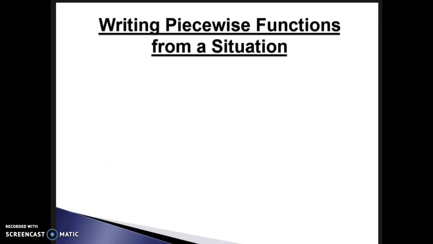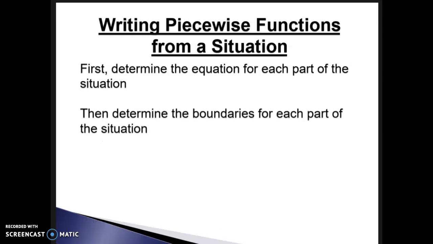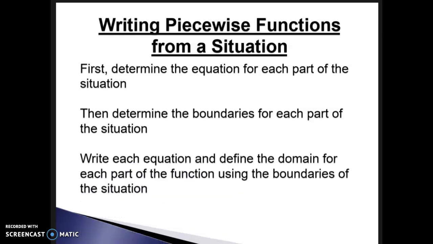Now you're also going to have to write piecewise functions from a situation. So when you're looking at a situation, the first thing you want to determine is the equation for each part of the situation. Then determine the boundaries for each part of the situation. And then you will write each equation and define the domain for each part of the function using the boundaries of the situation. So that's it for the video.